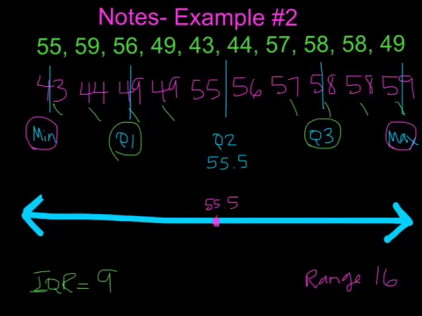Then our Q1 was 49. The Q3 was 58. We also need our minimum value and our maximum value. 43. 59. But 59 is really a lot closer to 58. So I should probably put that dot a lot closer.